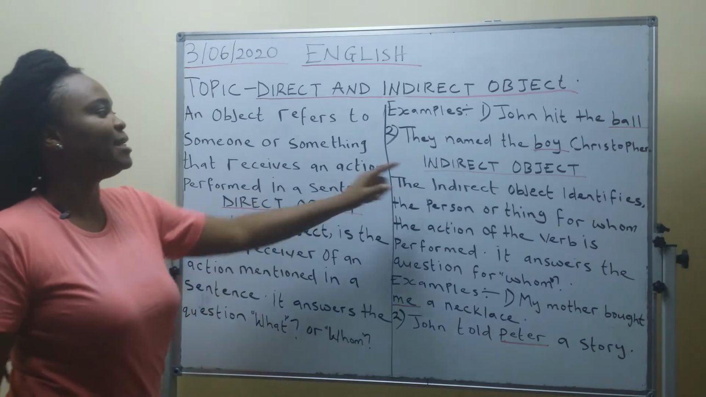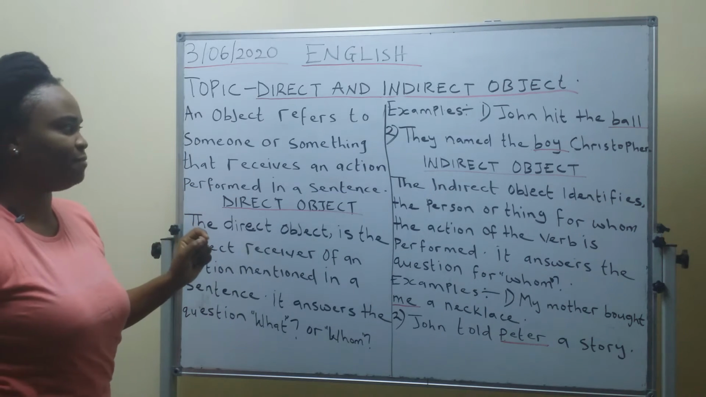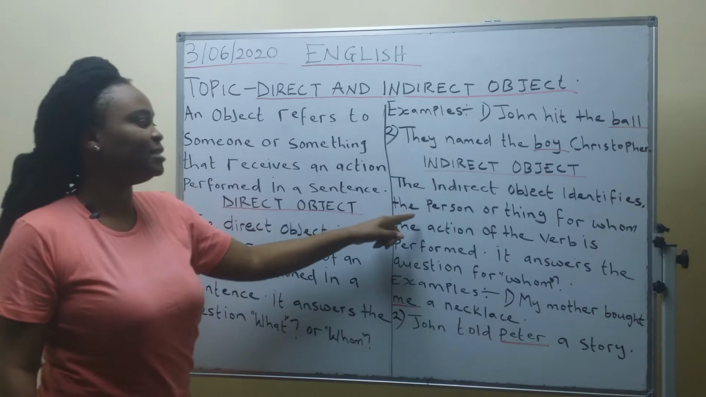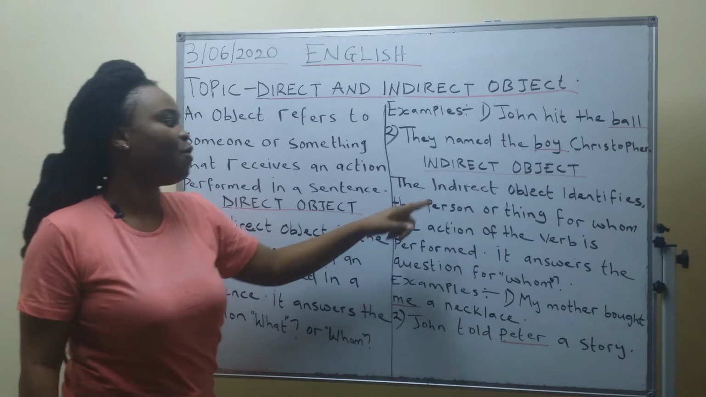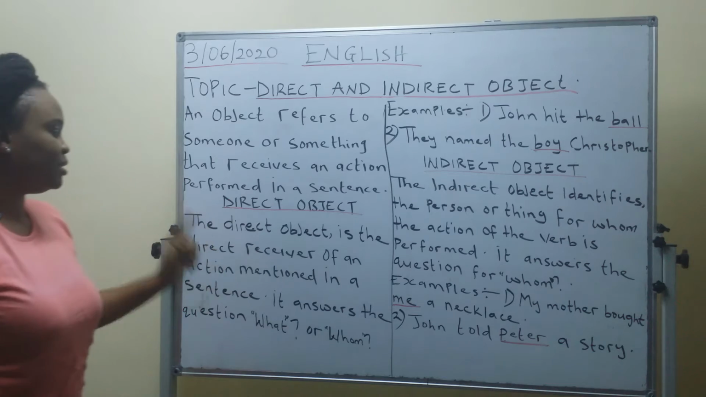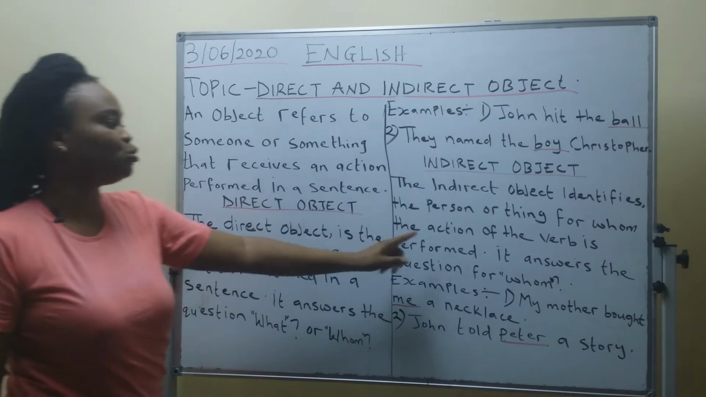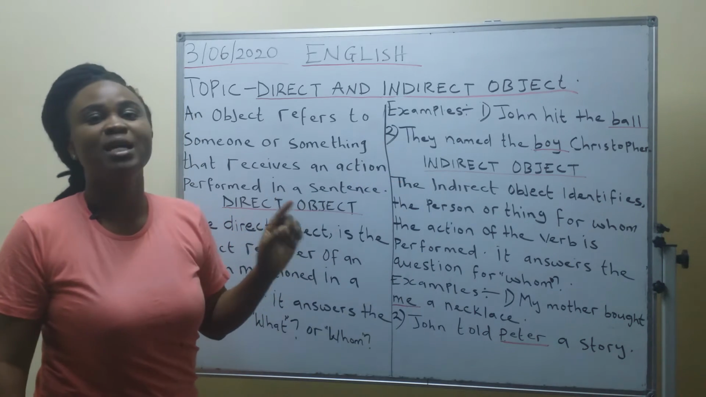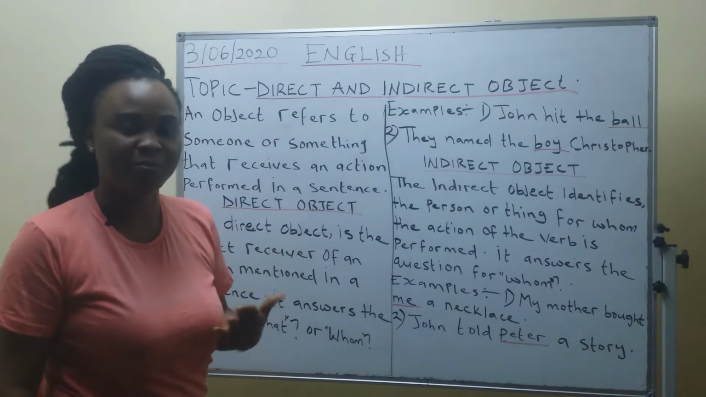Now I move to indirect objects. This is the second type of object we have in this language. The indirect object identifies the person or thing for whom the action of the verb is performed. You see, direct answers the question what and whom. But this one is only for whom. The indirect object only answers the question for whom. For whom this action is performed.